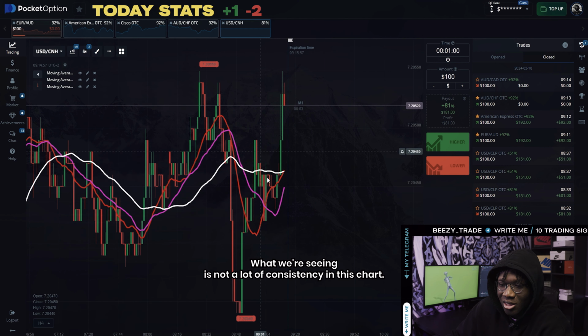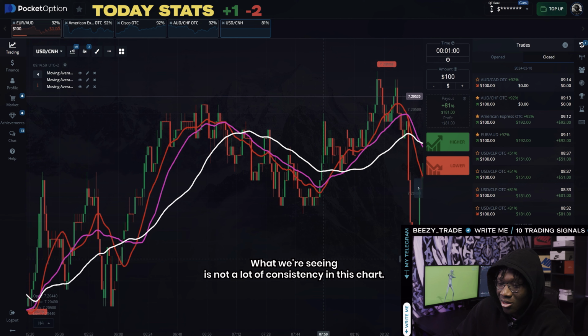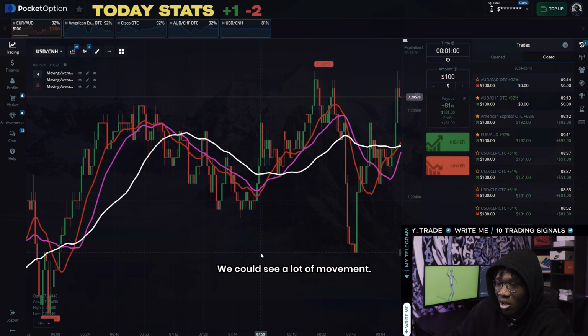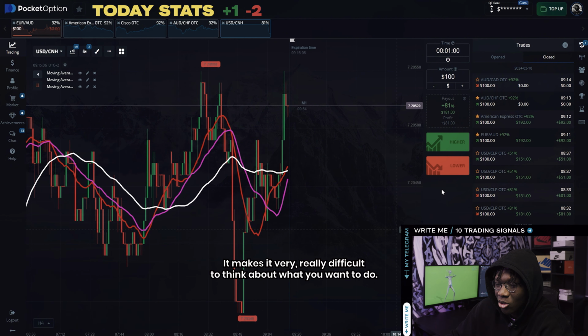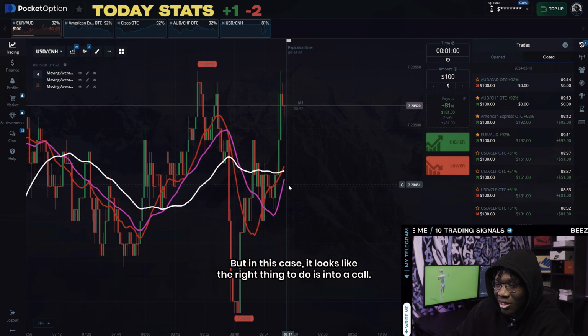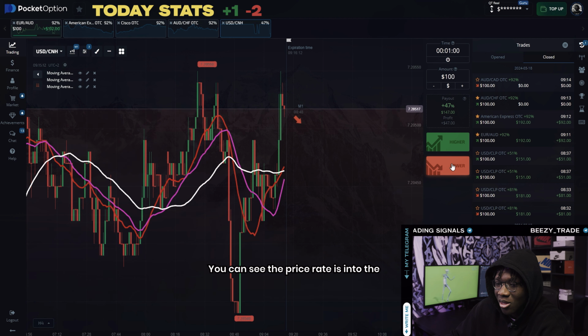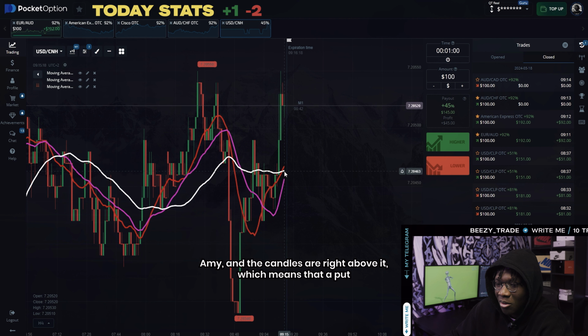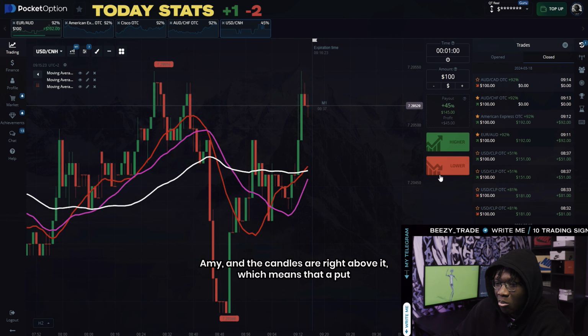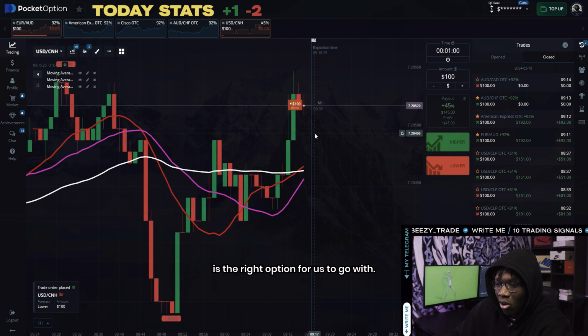And what we're seeing is not a lot of consistency in this chart. We can see a lot of movements, which makes it really, really difficult to think about what you want to do. But in this case, it looks like the right thing to do is go into a call. You can see the price right there is into the 50 EMA, and the candles are right above it, which means that put is the right option for us to go with.